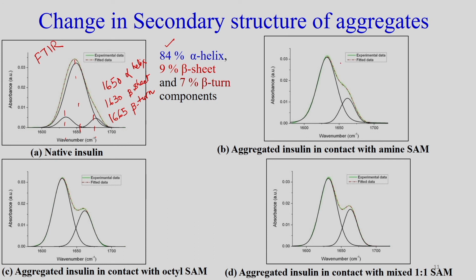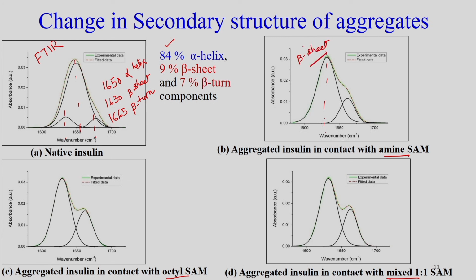Now, if you see the secondary structure of the aggregated insulin in presence of different surfaces, this is in presence of amine SAM, this is octyl SAM, and this is mixed SAM. Here, if you see clearly, the 1650 peak has disappeared and there is a huge increase in the peak area of 1630.